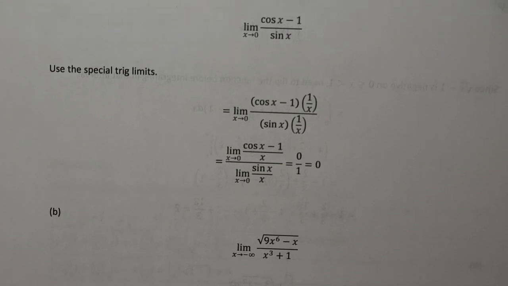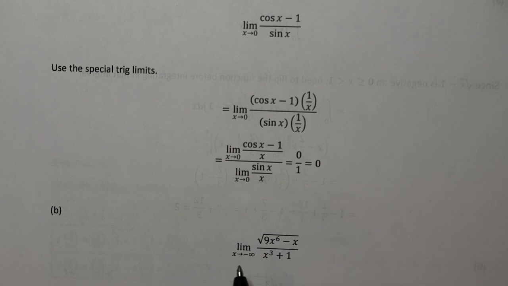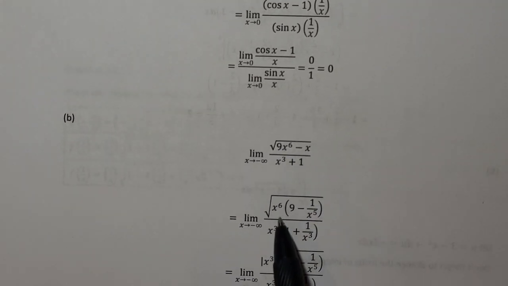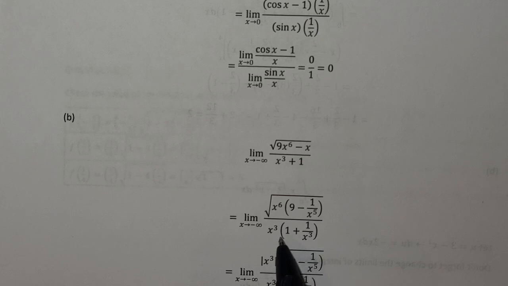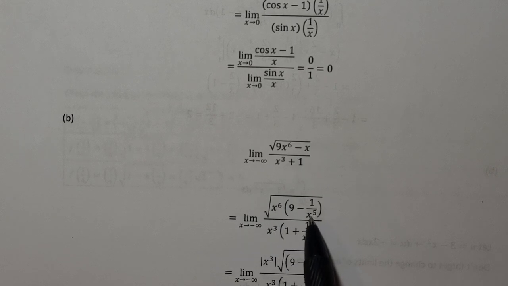This one is a typical horizontal asymptote question. Limit as x approaches negative infinity of square root of 9x to the 6 minus x, over x cubed plus 1. The trick here is you want things like 1 over x to some power, because when you take the limit as x approaches infinity or negative infinity, it goes to 0. So the technique is you want to factor out the biggest degree. The biggest degree on the bottom is x cubed, so we're going to factor that. Inside the radical, the biggest degree is x to the 6, so we're going to factor that inside the radical. That's what I did here. Now, we can use properties of radicals to split this up as square root of x to the 6 times square root of 9 minus 1 over x to the 5th.